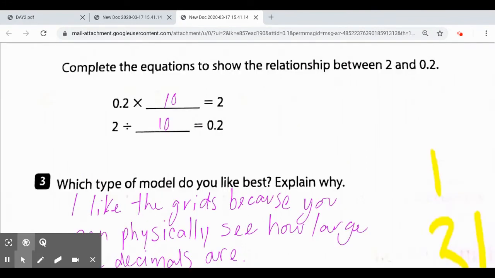So the next couple of problems, complete the equations to show the relationship between 2 and 2/10. I've got 2/10 times 10 is equal to 2. 2 divided by 10 is equal to 2/10, and those are the two answers right there.